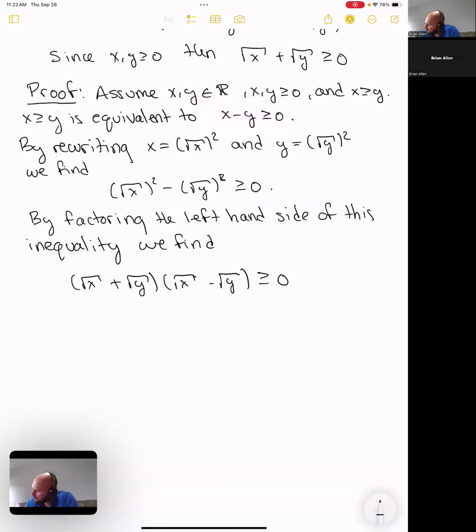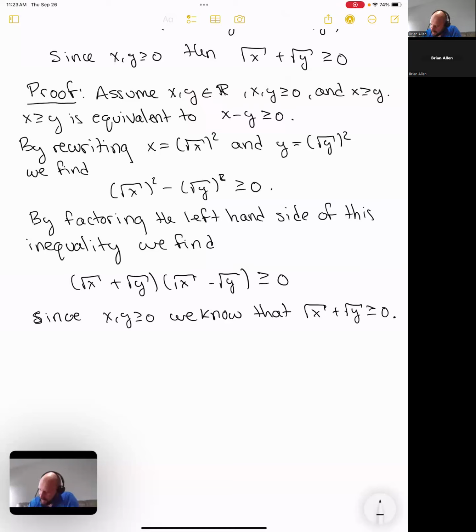Okay, so now we want to notice, so since x and y are both positive, we know that square root of x plus square root of y are both positive. We're using the fact that x and y are positive to show that the square roots are well defined, but also then square roots are also positive, and so the sum of two positive things is positive. Now I'd like to divide both sides by this quantity. The only thing I'm worried about is when x is 0.